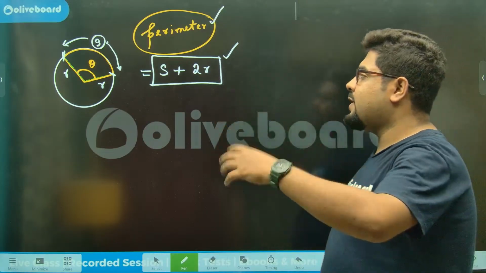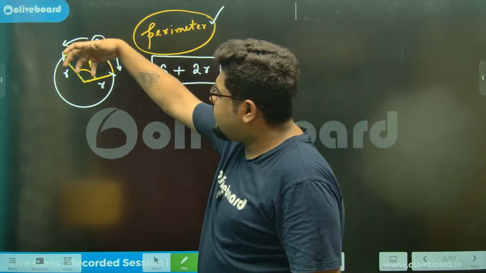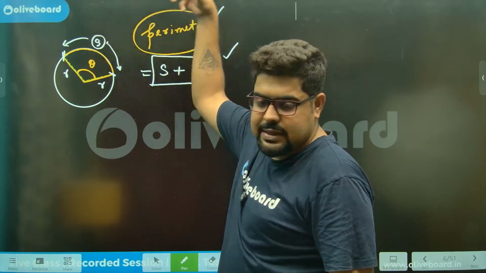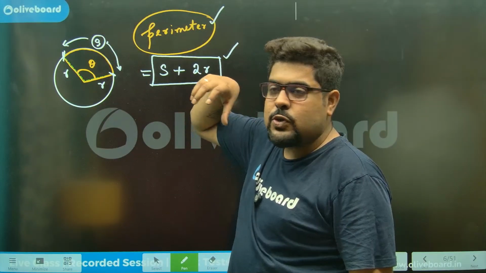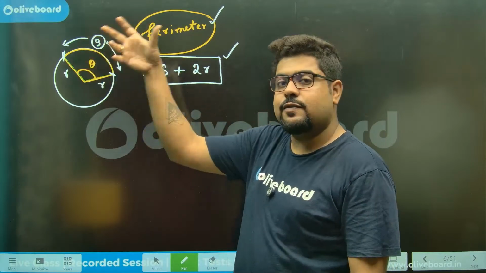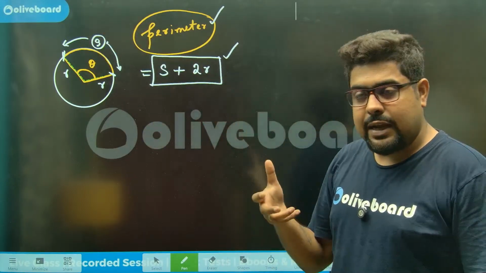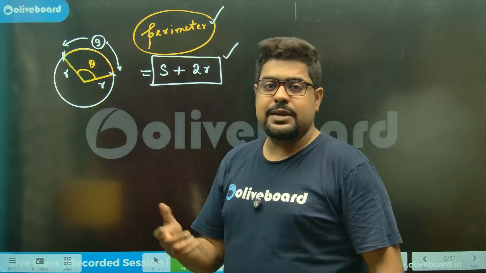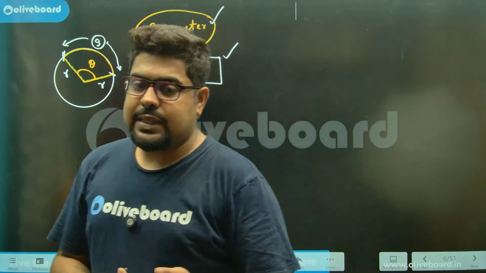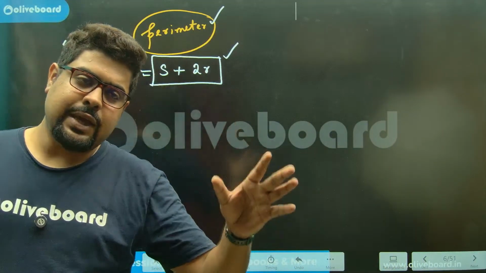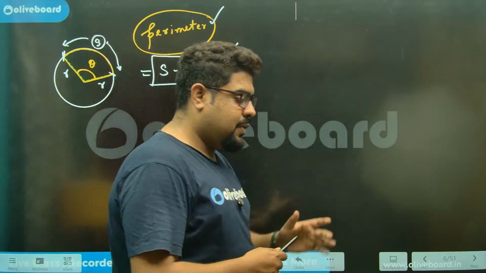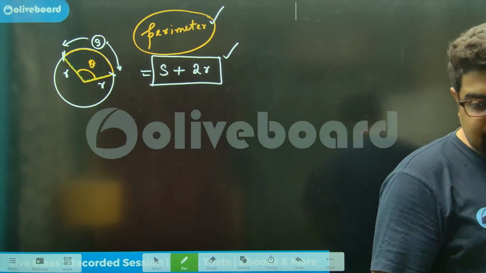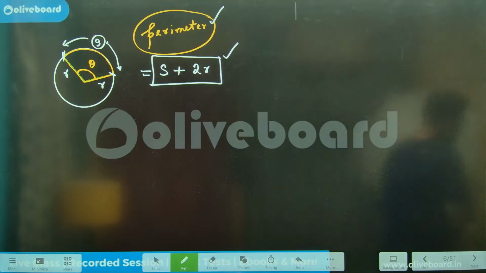Sometimes they will ask you questions like, sir, they have taken a piece out of a pizza. What will be the perimeter of the piece that they have taken out, or what is the perimeter of the remaining pizza? They can ask you either. You need to be able to answer whatever they are asking of you.